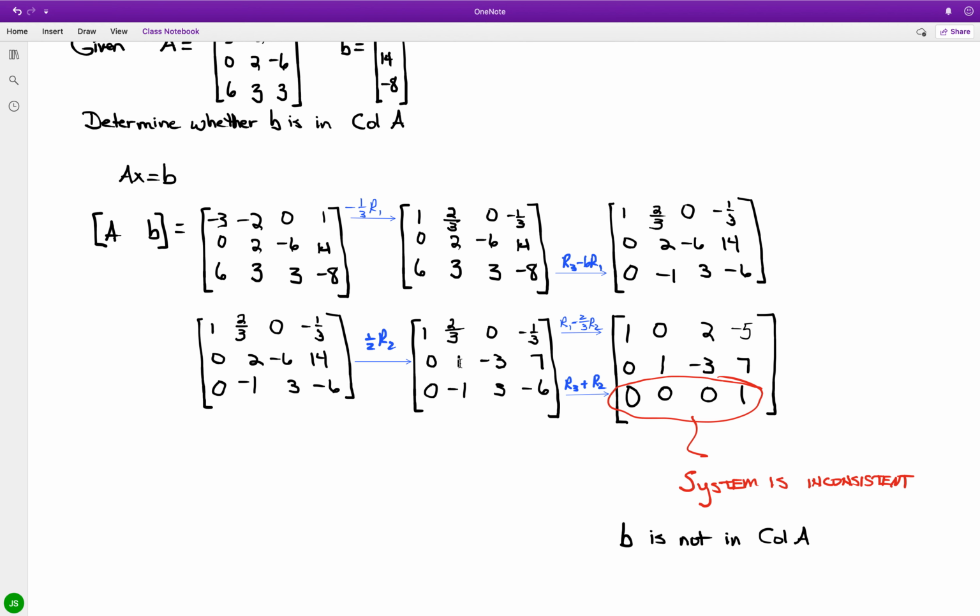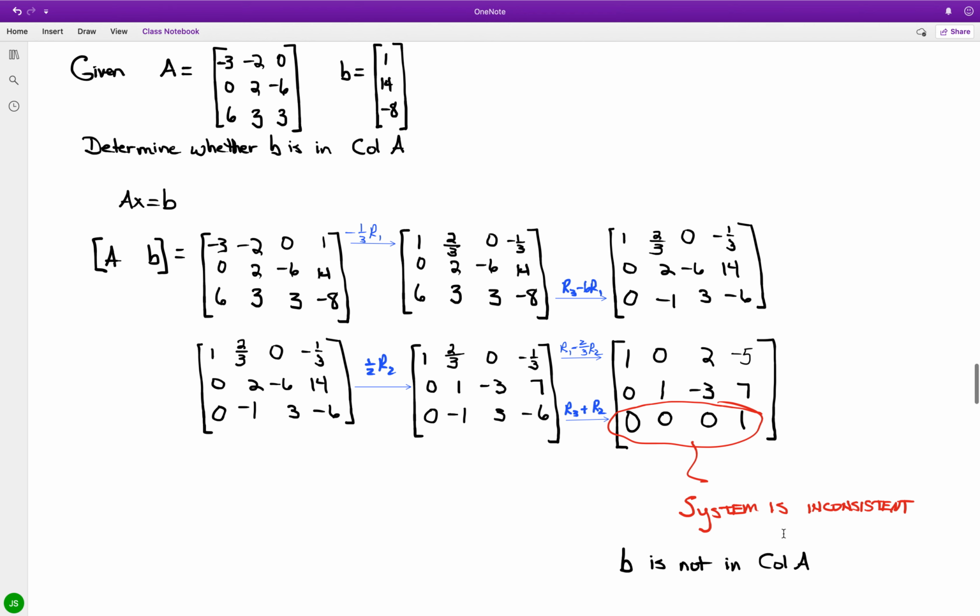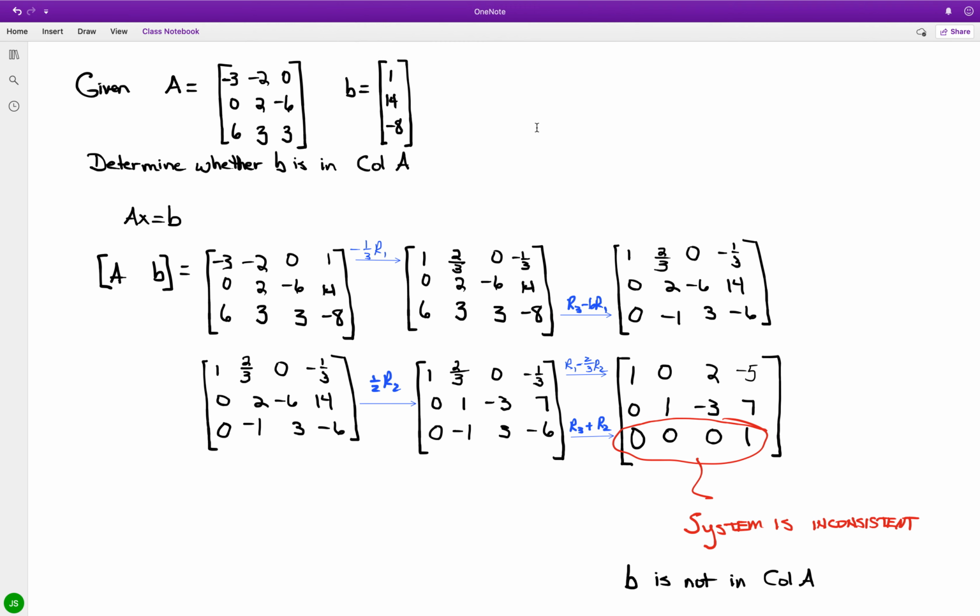Finally, getting to the reduced echelon form, we have the first row minus 2/3 of the second row elements, and then the third row plus the second row elements. And what we have here is 1, 0, 2, negative 5, 0, 1, negative 3, 7. But we do not have the third pivot position. What we have instead is that 0 is equal to 1, which is not true. The system is inconsistent, so this particular vector b, 1, 14, and negative 8, is not going to be in the column space of A.